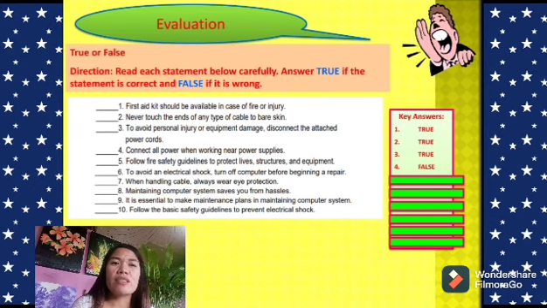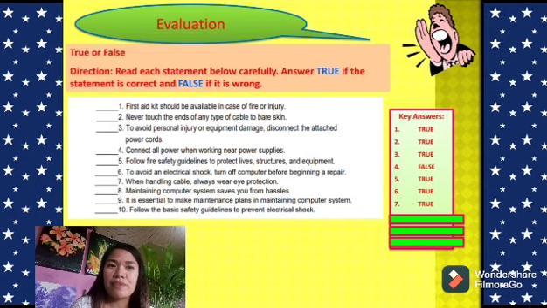Number 5. Follow fire safety guidelines to protect lives, structures, and equipment. True. Next. To avoid an electrical shock, turn off the computer before beginning a repair. What is the answer? True, correct. Number 7. When handling cable, always wear eye protection. Is it true or false? Okay, true. Number 8. Maintaining a computer system saves you from hassles.